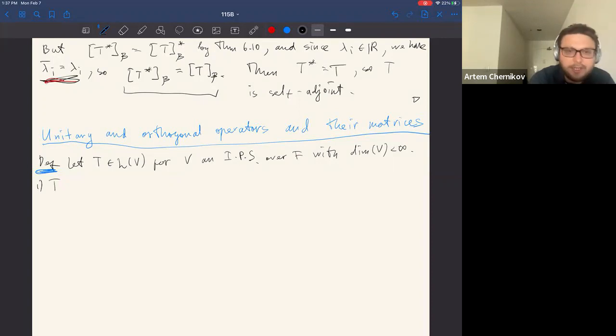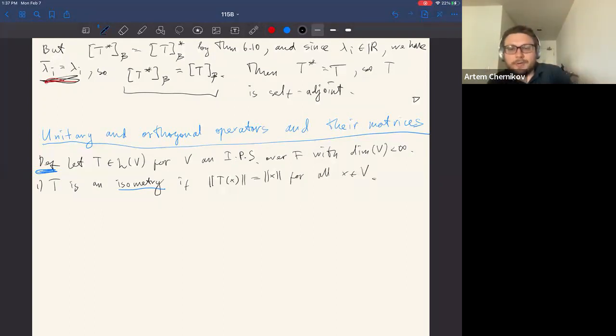Then we will say that the linear operator T is an isometry if the norm of T of x is equal to the norm of x for all x in V. Okay, so no matter to what vector you apply your operator, the length doesn't change. The vector, of course, can change, but the length stays the same. So it preserves the distances. In this case, we say that the operator is an isometry.